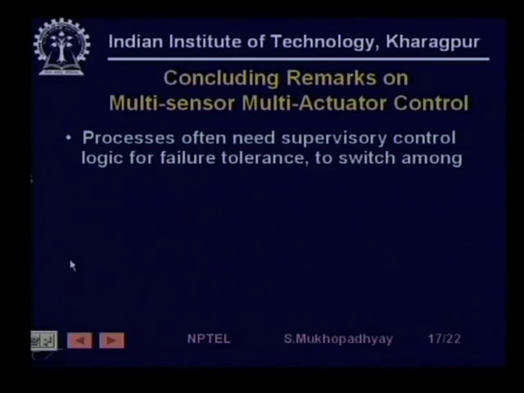We have come to the end of the lecture, and I just want to have some concluding remarks. Firstly, on this multi-sensor, multi-actuator control, processes often need supervisory control logic. So, you see that apart from your basic control logic, which is there either in the hot water valve or in the cold water valve, there will be an automatic controller. But even above that, you need some logic based on again process variables, which will ensure which sensor will be active, which actuator will be active, which controller will be active. So, this is called supervisory control logic, and for process operations you often need that.